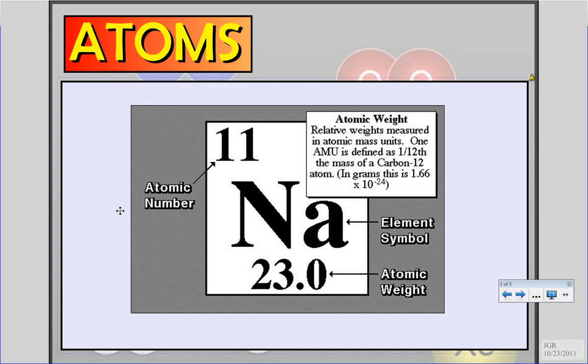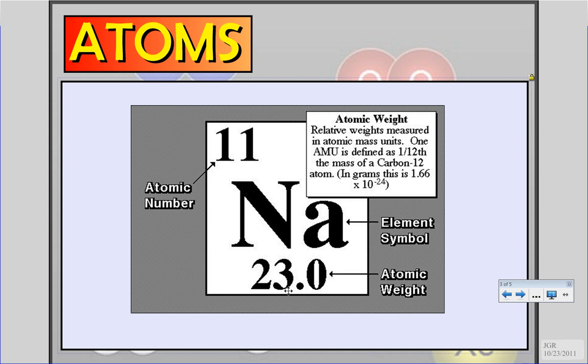Now, inside here, I just wanted to reiterate some of the information that you would find in the periodic table. In the periodic table, we would find something called the atomic number, which tells us the number of protons found in the nucleus of the atom. We will find a symbol, which is the shorthand to represent that element. Rather than writing out sodium, we would just write Na, and we would know that that's sodium. And then the atomic weight.